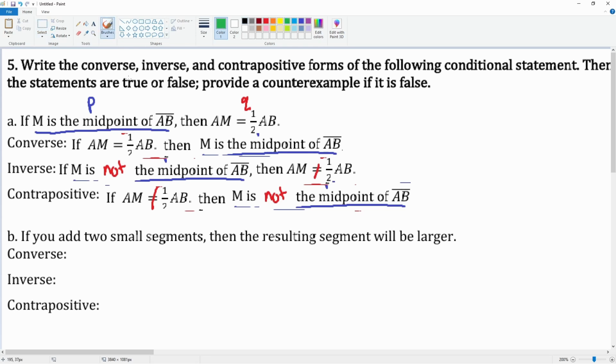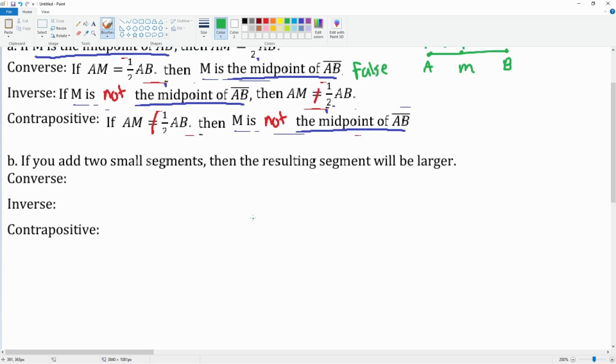Okay. This is technically false. The converse here would be false, and the reason why, because watch me draw it. This can be A, this is M, and this is B. If AM is 4, MB can be 8. Here you can see that the AM is not equal to 1/2 of AB, because AB is 12. That also disproves the inverse as well.